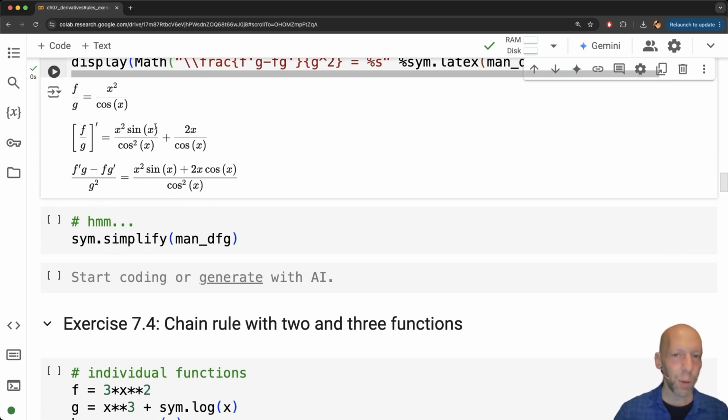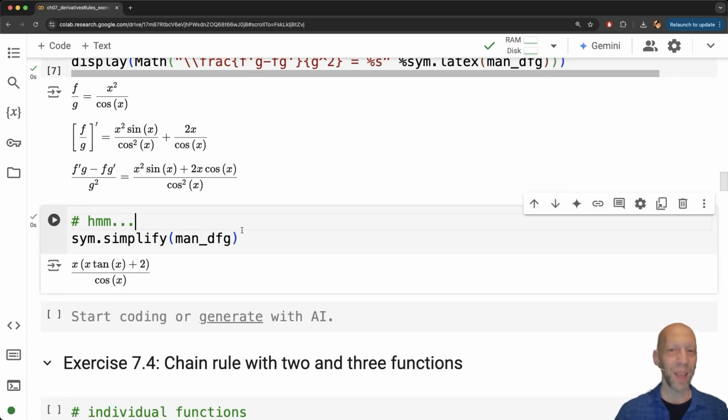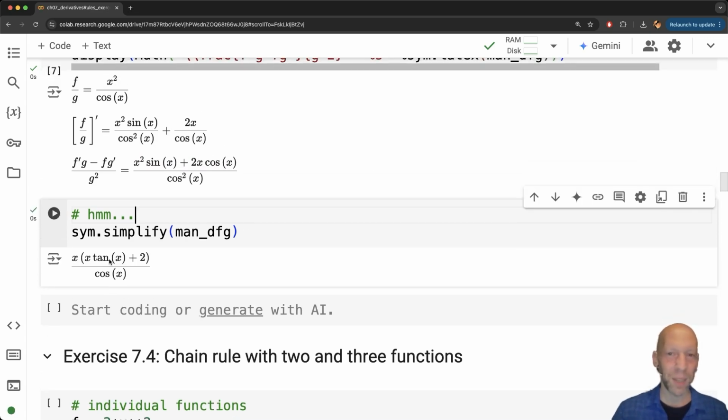Again, this output here, this output and this output, in theory, should be exactly the same. They look initially different, so let's see what happens when we try to simplify. This is also what I showed in the book.